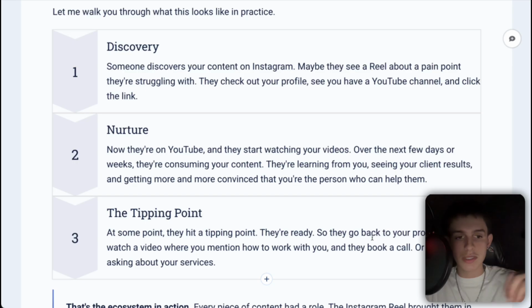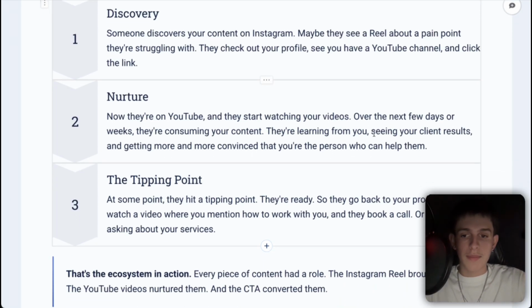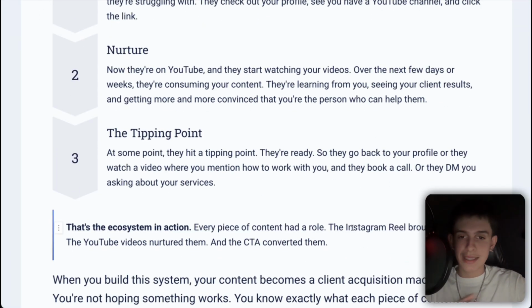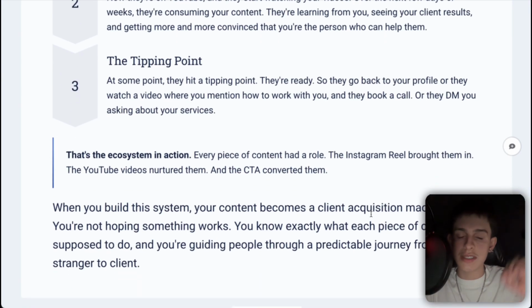Over the next few days or weeks, they're consuming your content. They're learning from you, seeing your client results, maybe applying some of your actionable tips and getting results from it. And they're now just getting more and more convinced that you're the person who can help them. Now, at some point, they're hitting the tipping point where they're ready to buy from you. So they go back to your profile or they watch a video where you mention how to work with you. They book a call or they DM you asking about your services. This is where you close them. That's the ecosystem in action.